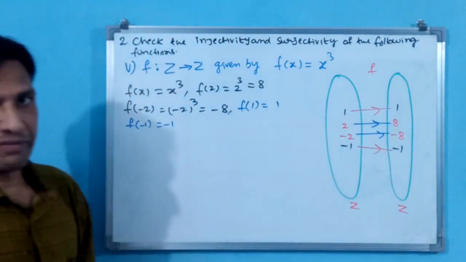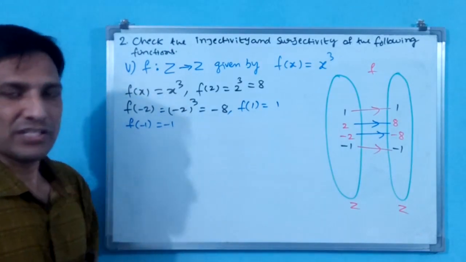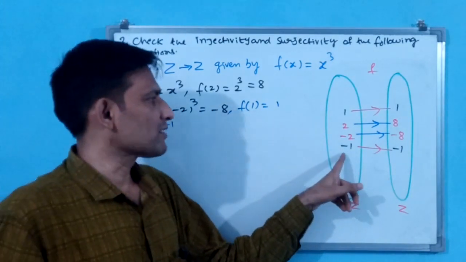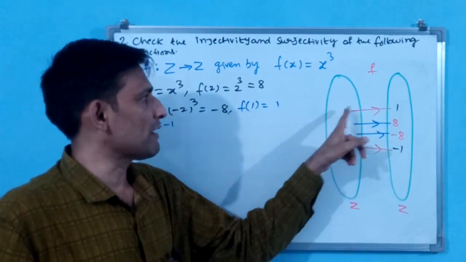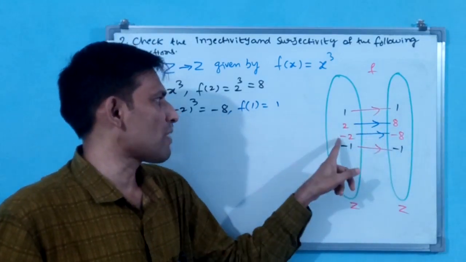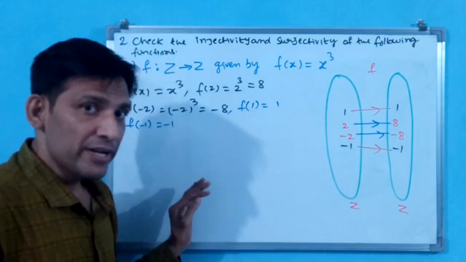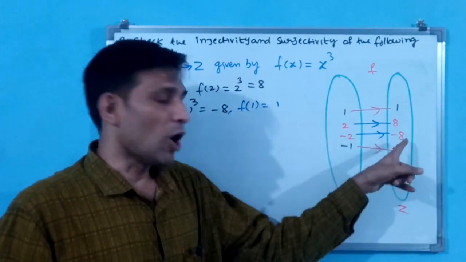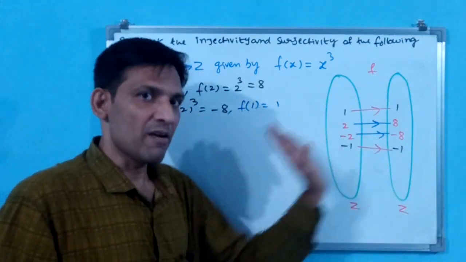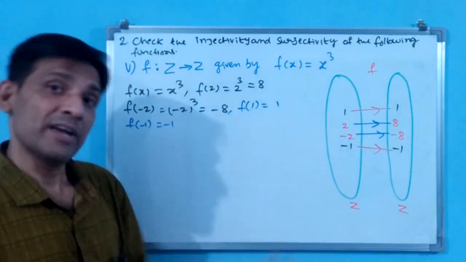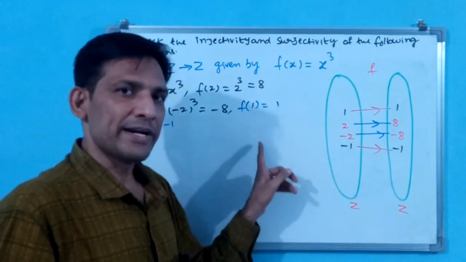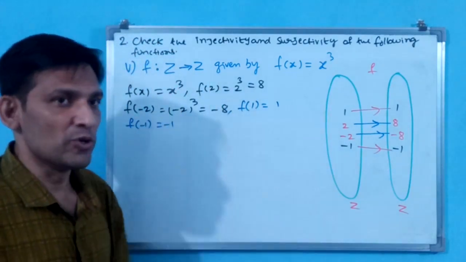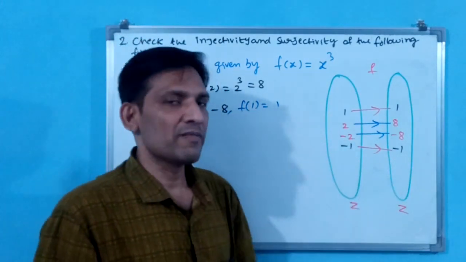Now first see whether this function is injective or not. Definitely injective. Why? Because when you give minus 1, minus 1 is coming. When you give 1, 1 is coming. When you give 2, 8 is coming. When you give minus 2, minus 8 is coming. That means for every input, a separate output is coming. There is no output for 2 inputs, many-one. No. If it is a square, that may be a different case, because minus 2 and 2 both will become 4. But here it is not a square, it is a cube.